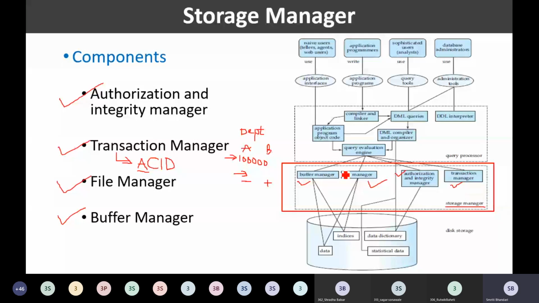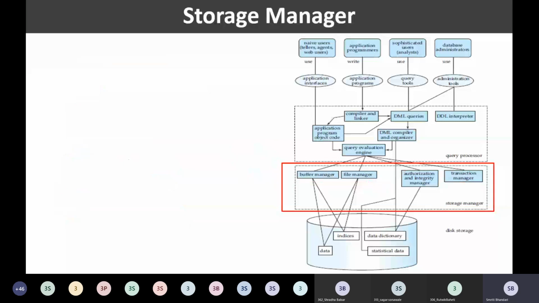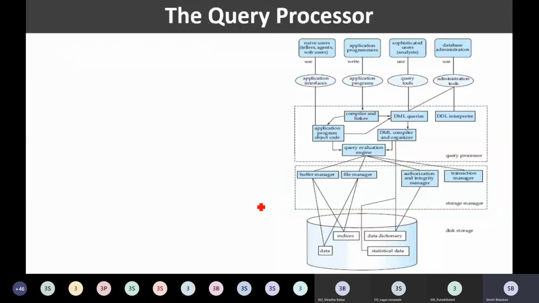Otherwise, I'm going to discuss the next functional component, and that is the query processor. If you have any doubts, please let me know. So let me proceed to the query processor now.